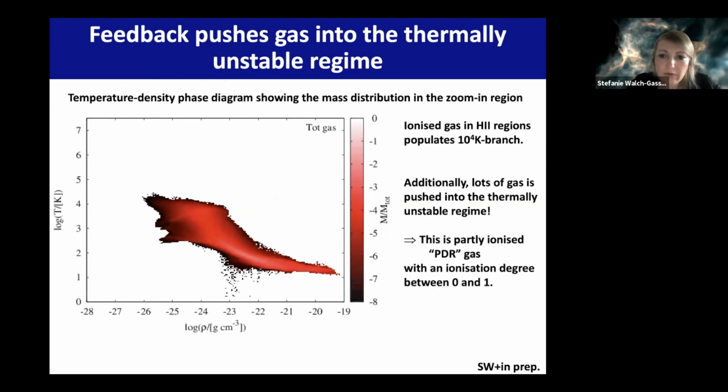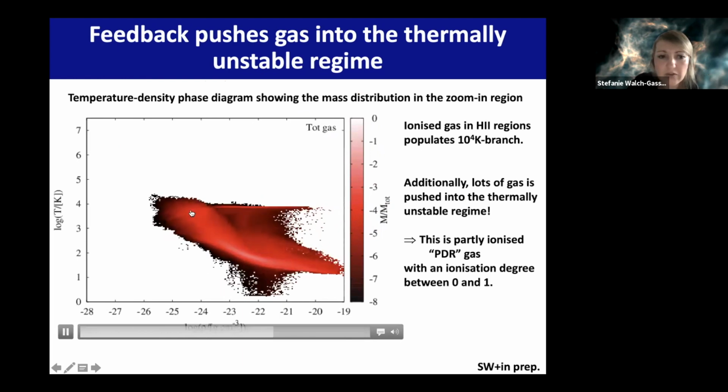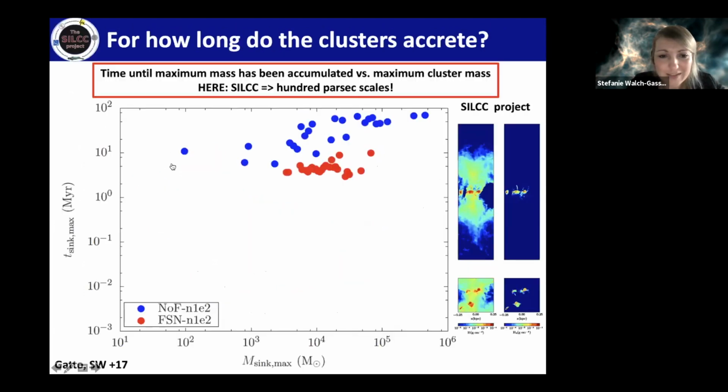If we look at the movie, you can see that once the feedback sets in, there is a lot of gas at the horizontal branch in the H2 regions starting to cool down. And what happened here at the very end is that my first supernova exploded in the zoom-in simulation. That's why this very hot gas starts to form. And this finger here also is a remnant of this supernova explosion. Okay, now let me continue because I don't have so much time.